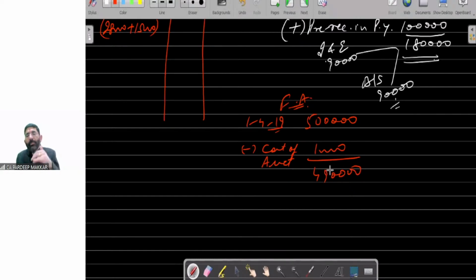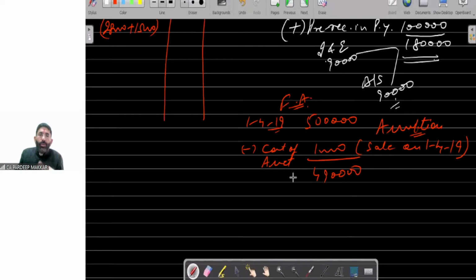We have assumed that the sale was on 1st April 2019. This is an assumption. We may even assume that the sale is made at the end of the year, but this is a better assumption because he has given the value as on that date. So I've assumed that the sale is as on that date. Otherwise, he should have told me when the sale is made. So I'll charge depreciation at the rate of 10% on it.